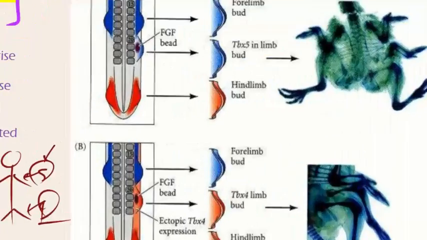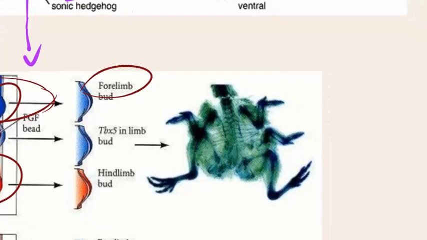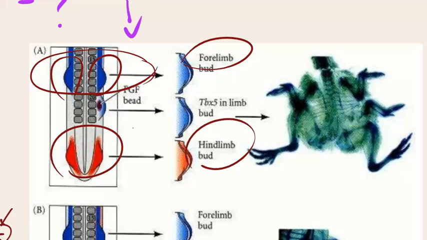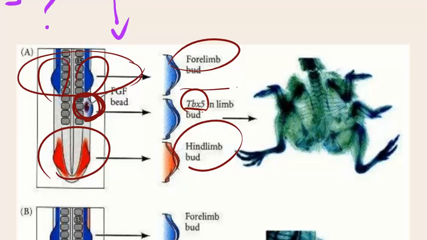And this is just a little experiment. Here you have the limb buds coming off of here. This would be the forelimb, and this would be the hind limb. We said the forelimb is expressing what? TBX5. And the hind limb is expressing what? TBX4. So what happens now is that if we induce the expression of TBX5 in a random location, that's going to lead to the development of another forelimb. That's what this is showing.